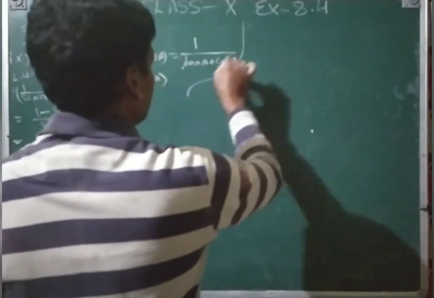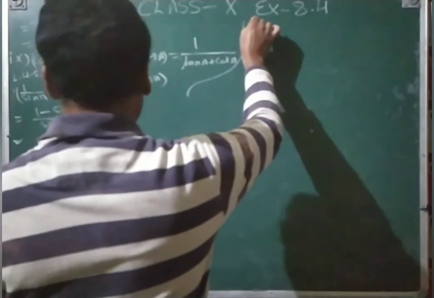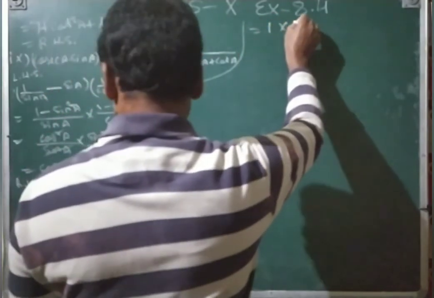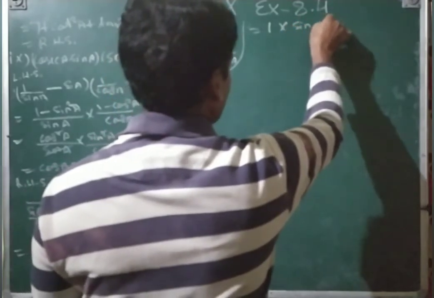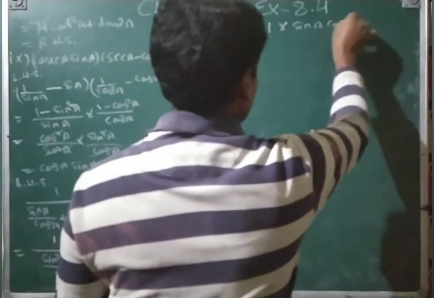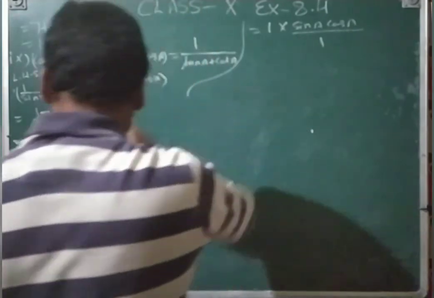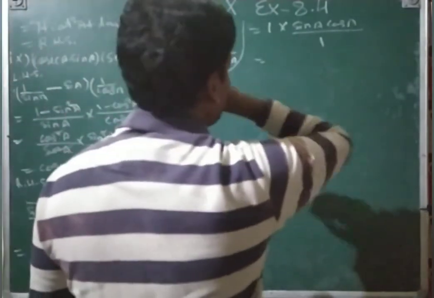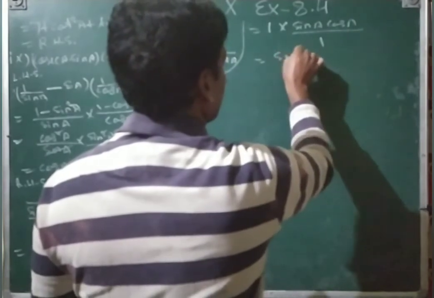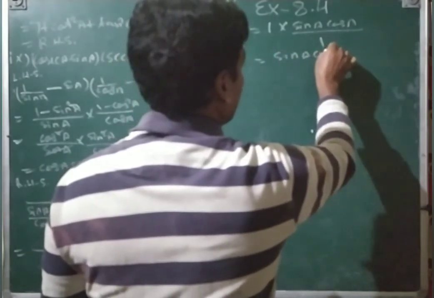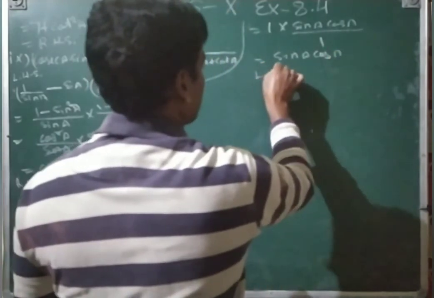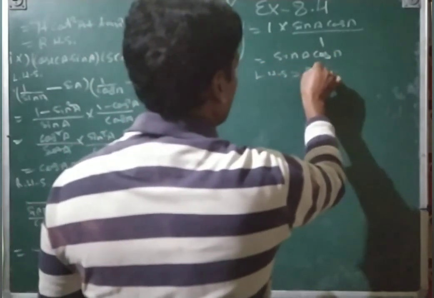So we will see that here it is equal to 1 multiplied by sin A cos A upon 1, because sin square plus cos square is equal to 1. So that 1 now multiplied by sin A cos A. Now LHS is equal to RHS.